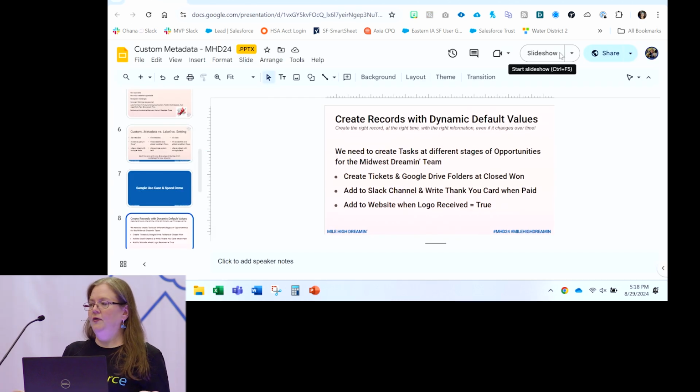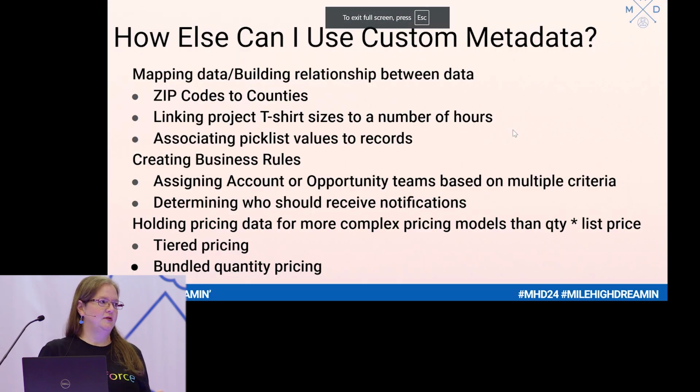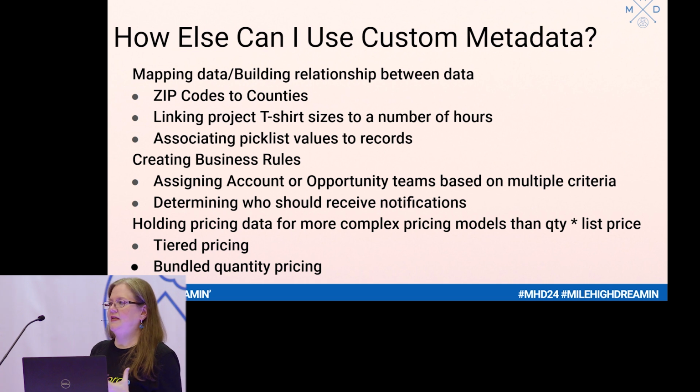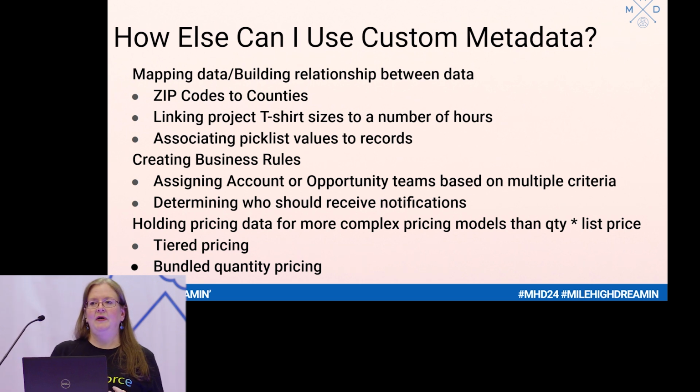Okay, so hopefully that helps illustrate the power of custom metadata, but that's not all you can do with it. So what else can you use custom metadata for? Honestly, kind of anything you can think of. But some things that I've seen it used for a lot or have done myself: mapping data or building relationships between data. So if you have a list of zip codes and you need to associate what county each one of those zip codes is related to, you can do that.